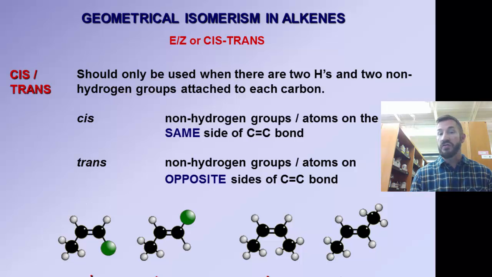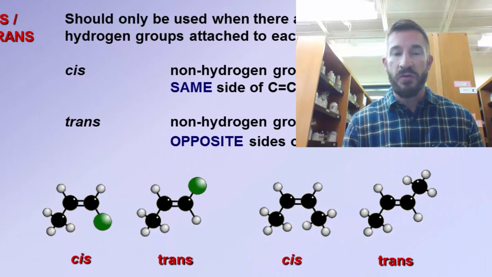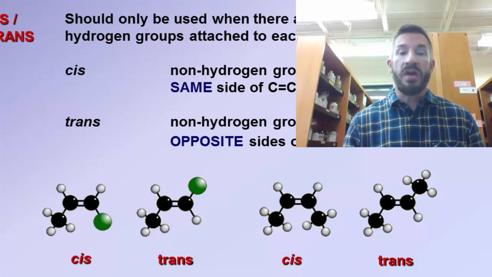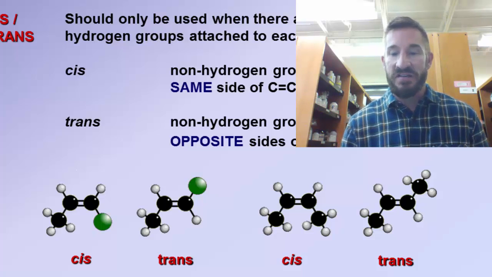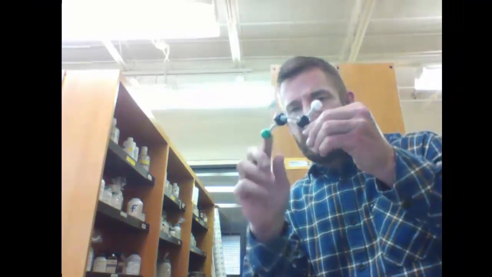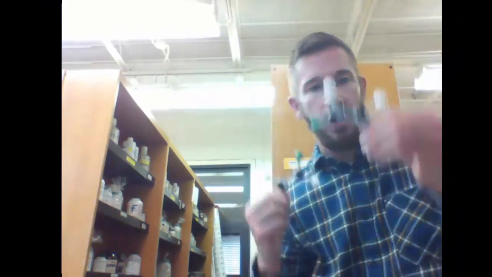And so once again, those are just the same things written out. Cis is when they're on the same side. Trans is when they're on opposite sides. Cis together, trans apart.